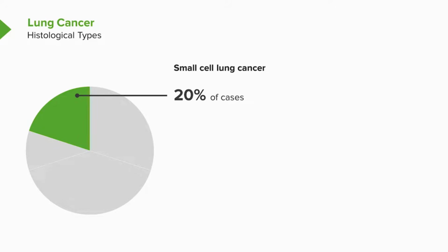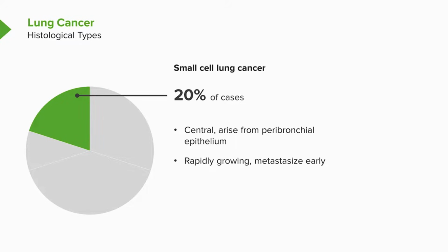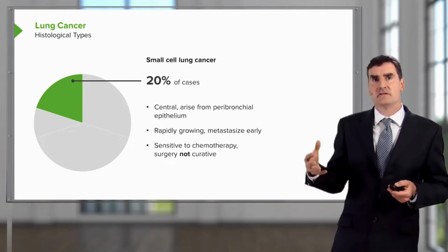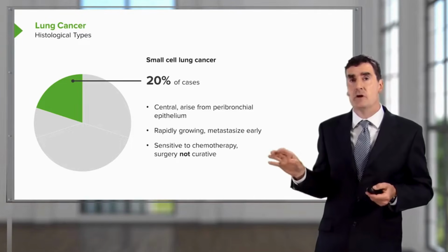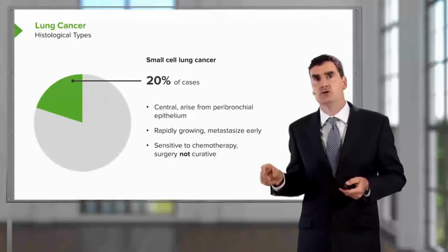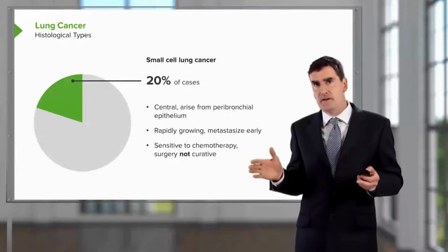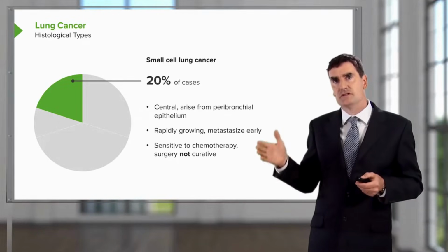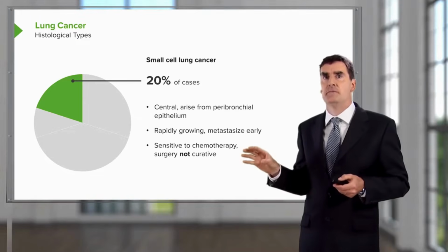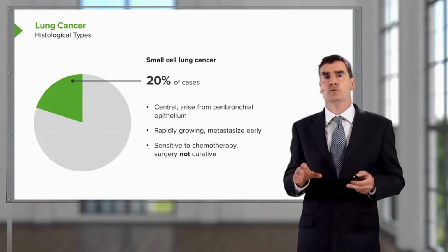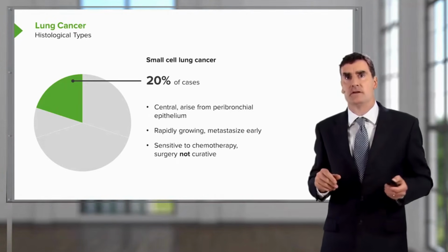They, like squamous cell cancers, tend to be central tumors arising in the peribronchial epithelium, and they grow rapidly, and they metastasize early. They are sensitive to chemotherapy, but because they grow so rapidly and because even at presentation, most patients will have metastases somewhere, even if they're not detectable by radiology, surgery is not usually curative and not offered. And this is why there's such an important distinction between small cell lung cancer and non-small cell lung cancer. Because in non-small cell lung cancer, your main aim is to identify patients who can be cured by surgical resection. Whereas in small cell lung cancer, that option is not normally available and they all get chemotherapy instead.